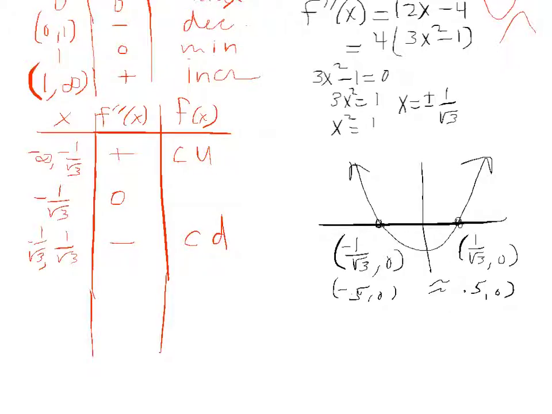At 1 over root 3, we get a 0, so it could be a point of inflection, and then from 1 over root 3 until infinity, it's positive, so it's concave up again. So both of these, if they change concavity, must be inflection points.